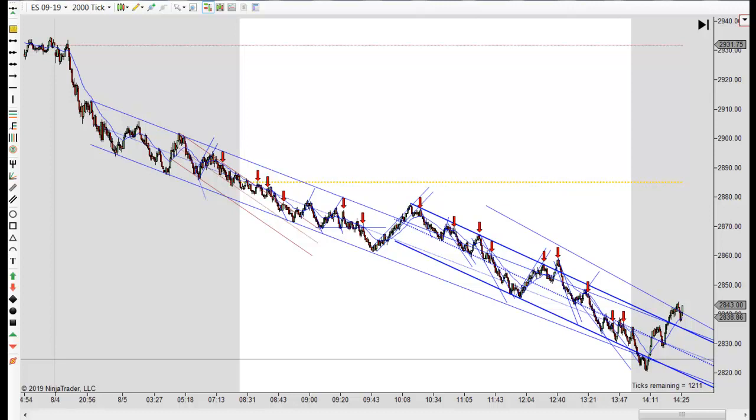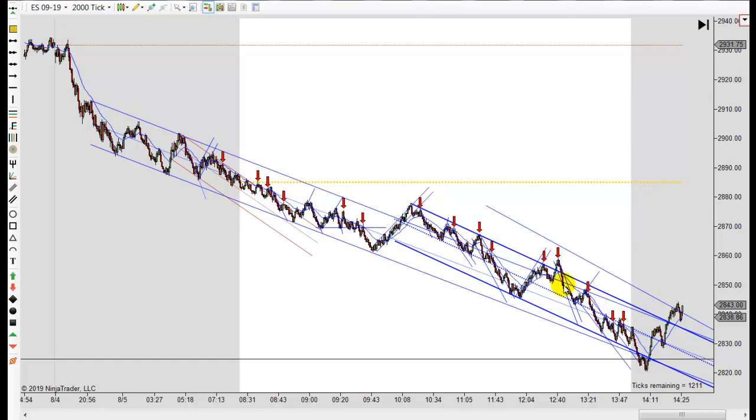This will be our chart lesson for the day, and it was a pretty incredible day, all downhill. It's really a two-legged move. Notice that we had this first move down. Really, this is a spike in a channel. Notice how we spike down and go into this sideways channel.